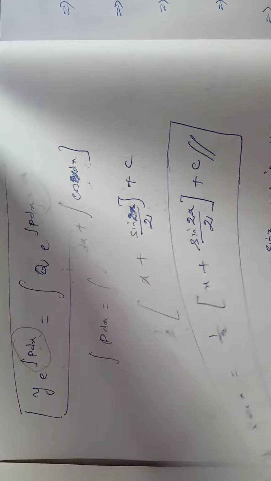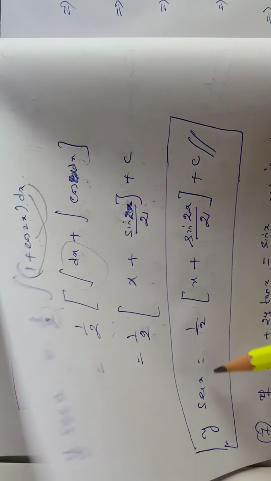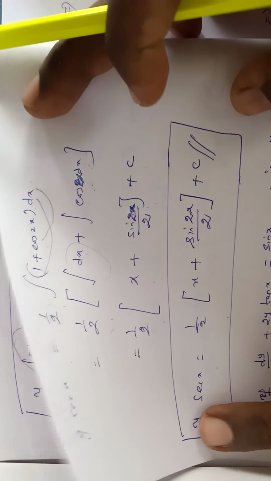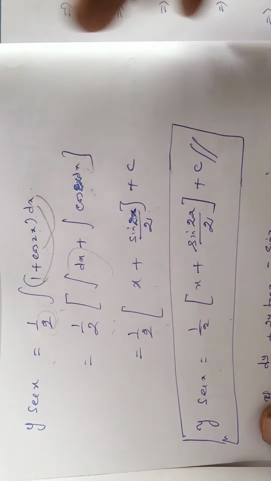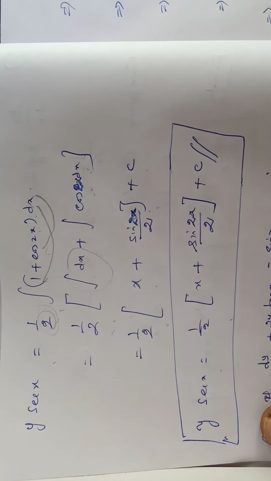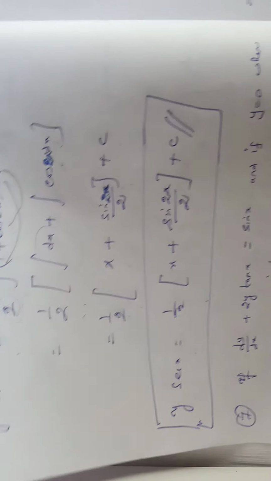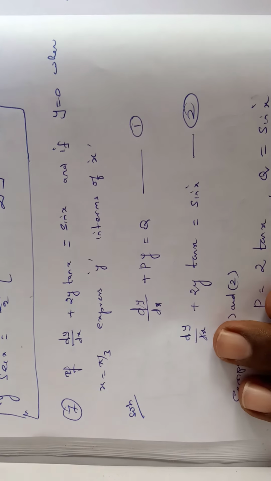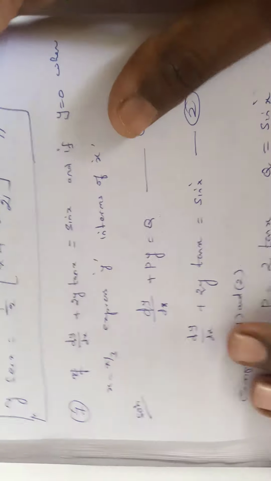So the final answer is y secant x equals 1 by 2 into x plus sin 2x by 2 plus c. That's the problem. Again, moving to problem number 7.